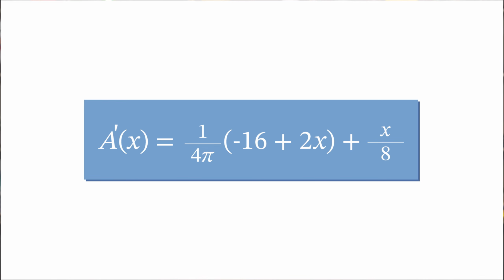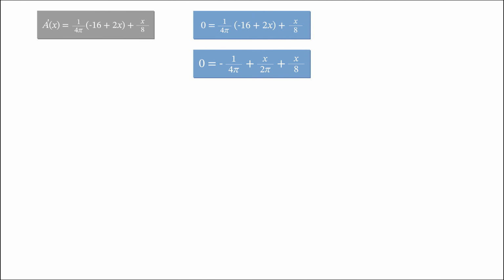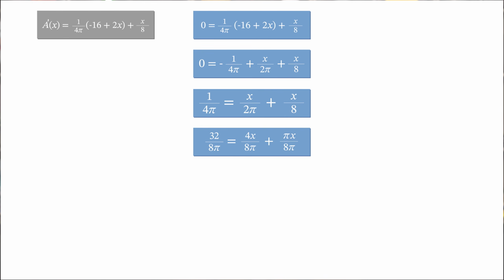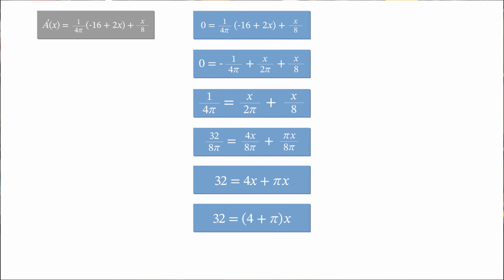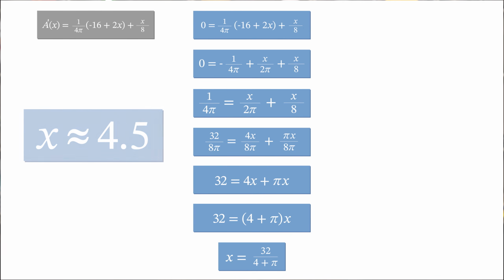This resulting derivative is a linear function, and we can solve for where it equals 0. Isolate the x terms. Establish a common denominator of 8 pi. Simplify to find the exact value of 32 over the quantity 4 plus pi, which is approximately 4.5. This indicates that Lisa would cut roughly 4.5 feet for the square, leaving around 3.5 feet for the circle.